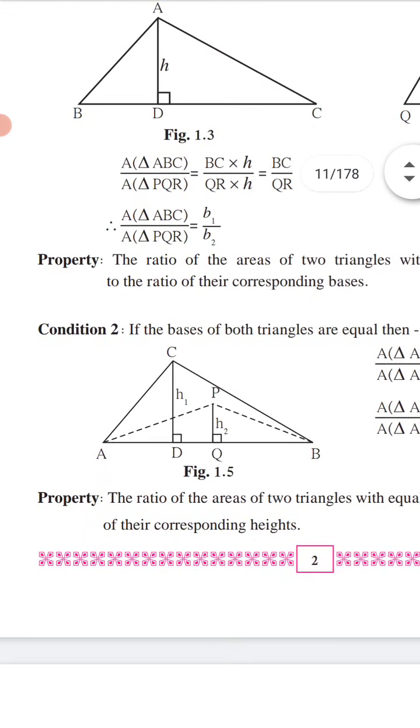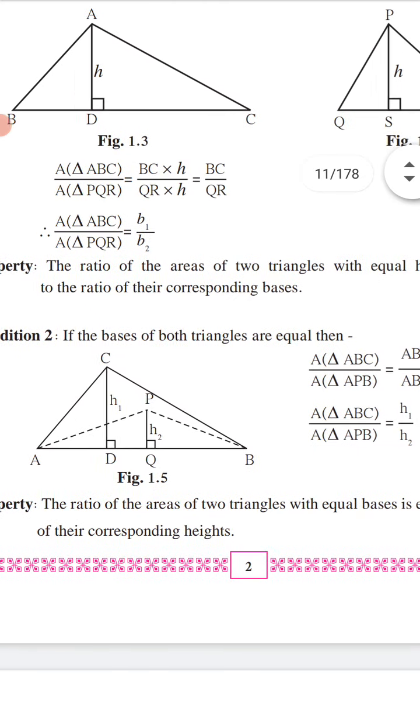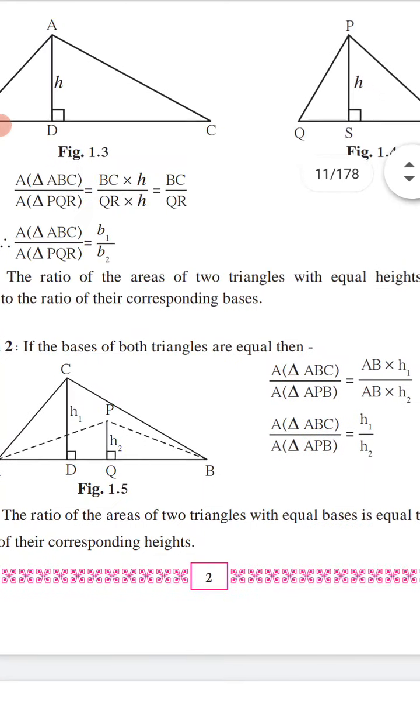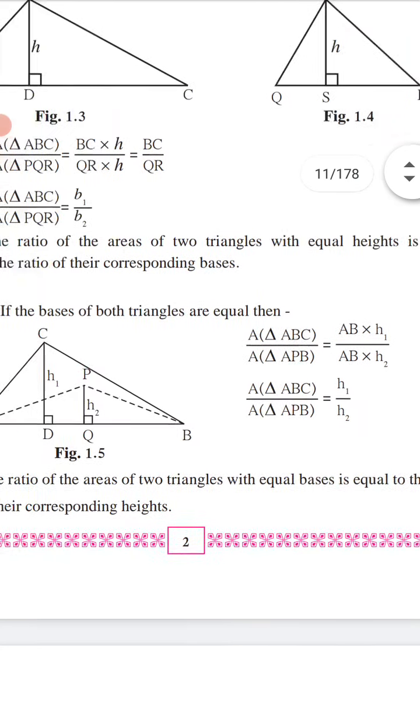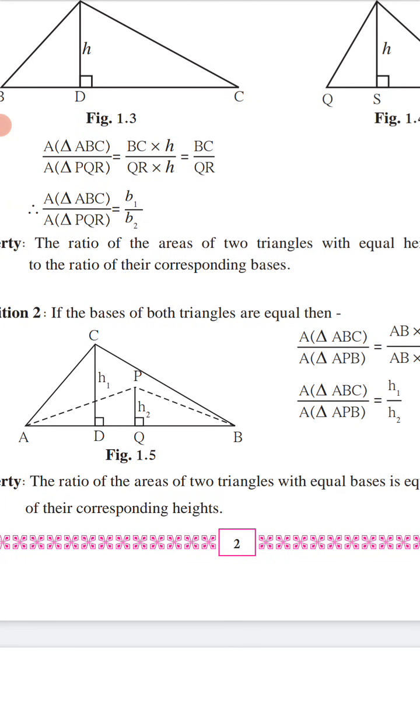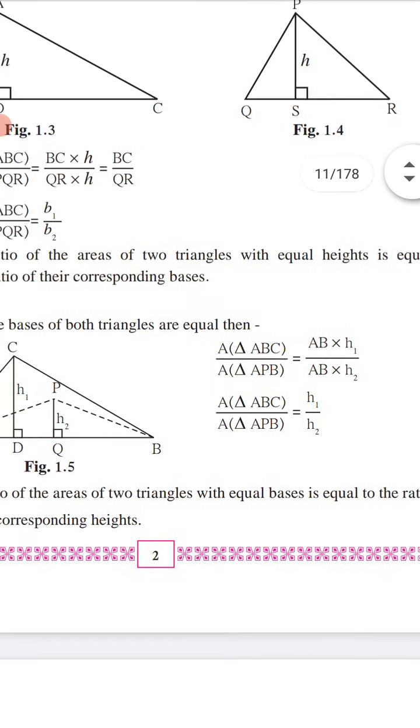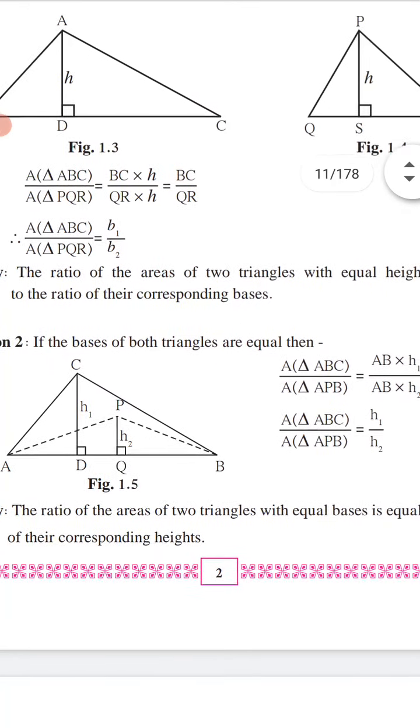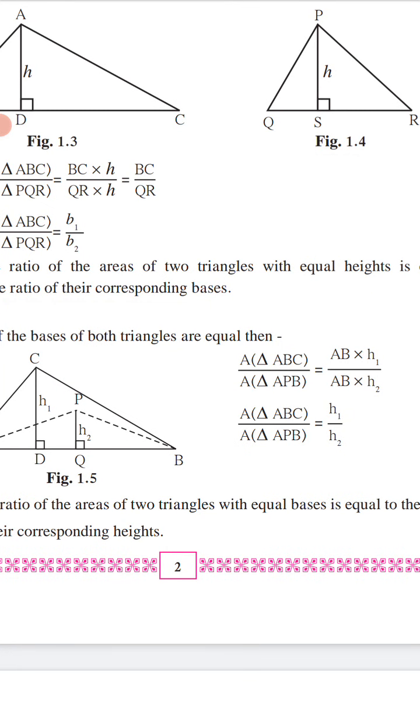Now see condition 2. See in this diagram, condition 2, if the bases of both triangles are equal. So what is the base here? Both the triangles are equal. So which are the triangles here? ABC and APB. The base of triangle ABC is AB and height is H1. The base of triangle APB is also AB and the height is different, student.